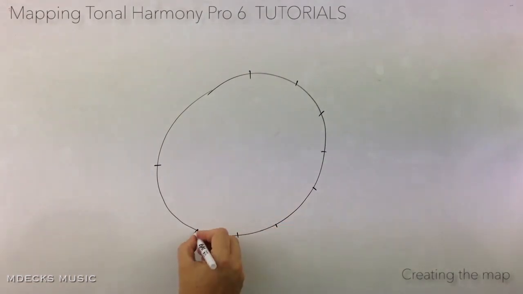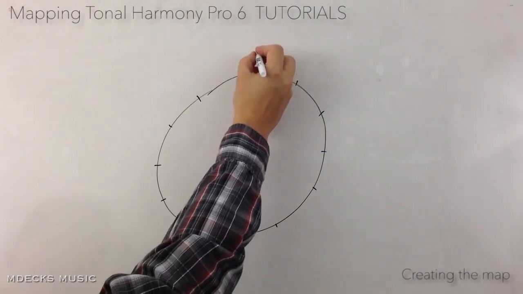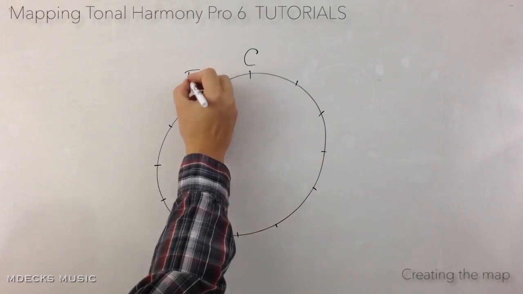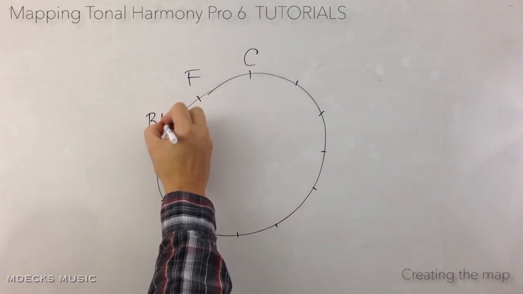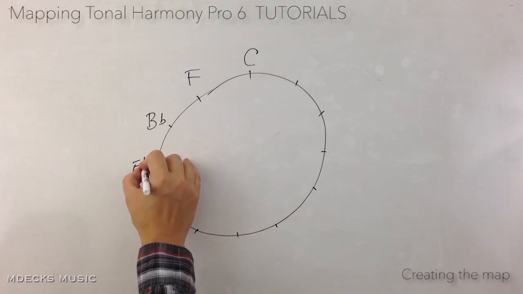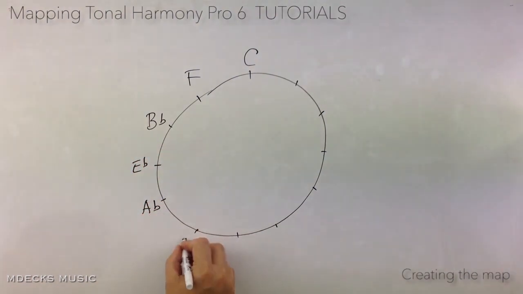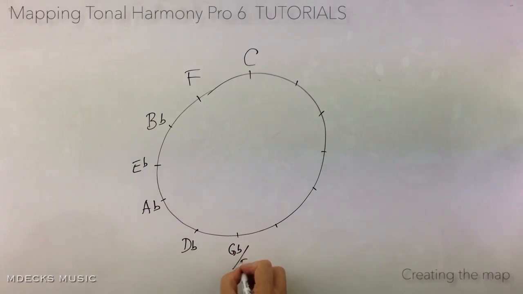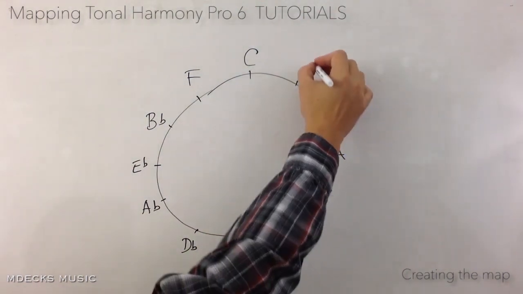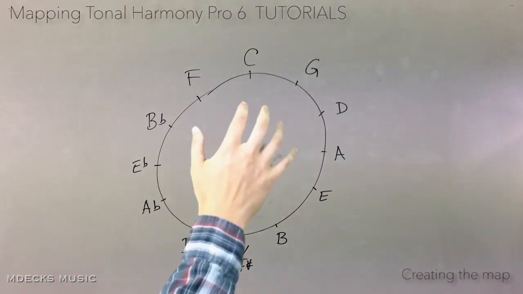So, I need 12 points. Let's use C as the one, but I could have used any other note. So we'll have F, B flat. Remember, every note is a perfect fifth apart from the previous node. E flat, A flat, D flat, G flat, which is also F sharp. Then we have B, E, A, D, and G.